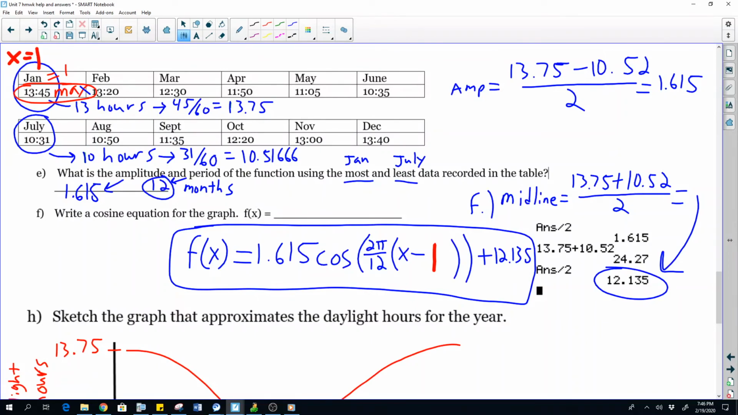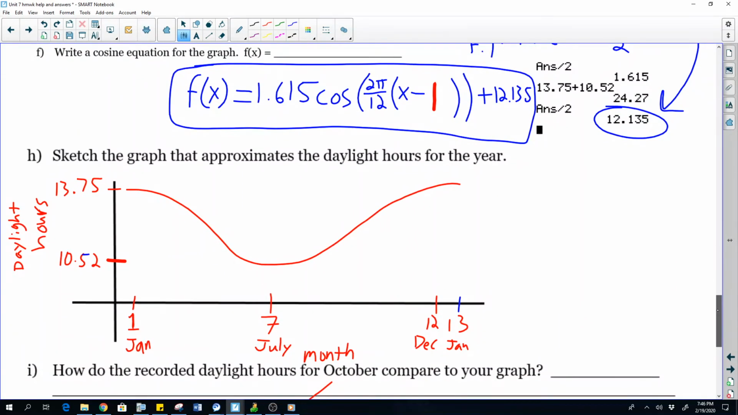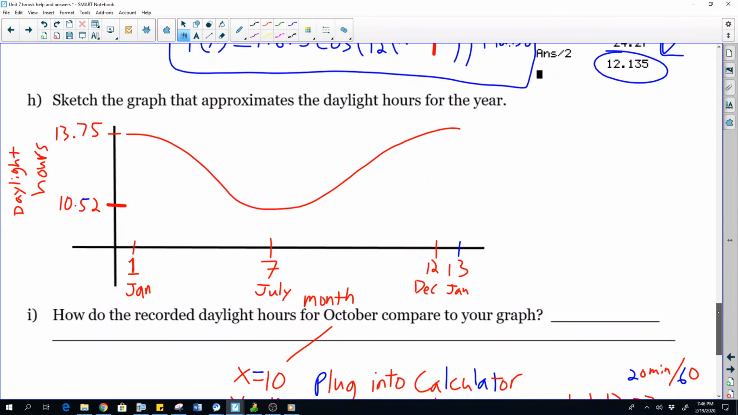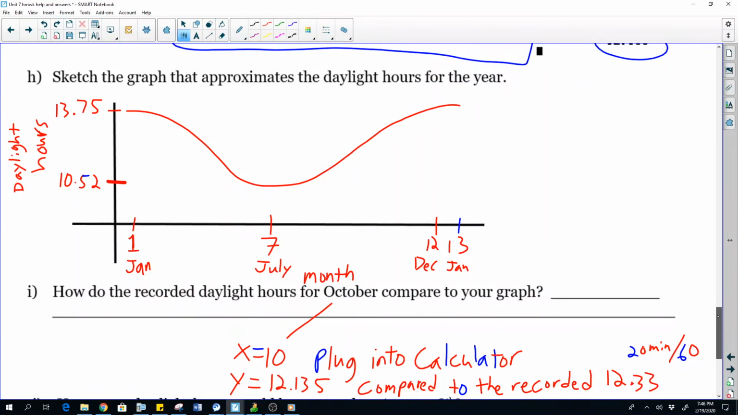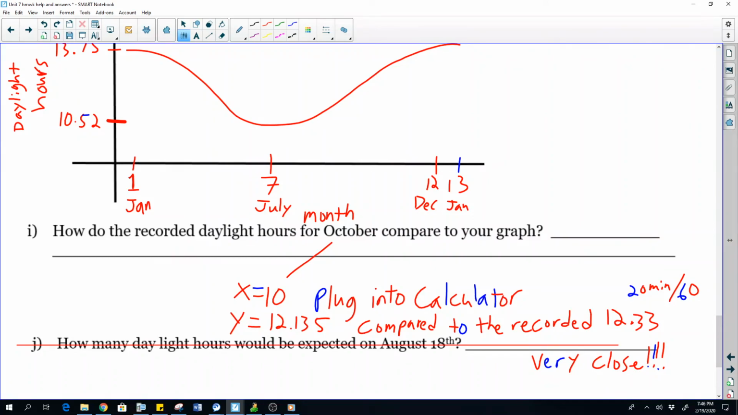That making sense? You sure you're getting it? Come see me for help. Watch more videos. There's our graph. Did you get that right for your graph for number 13? And then how did October, x equals 10, which is interesting, it actually is the same as our midline, compare to the recorded result? This is very close. Very, very close. 12.33 was the recorded. And then we plug it into our calculator, x equals 10 October. Do that function, we get 12.135.